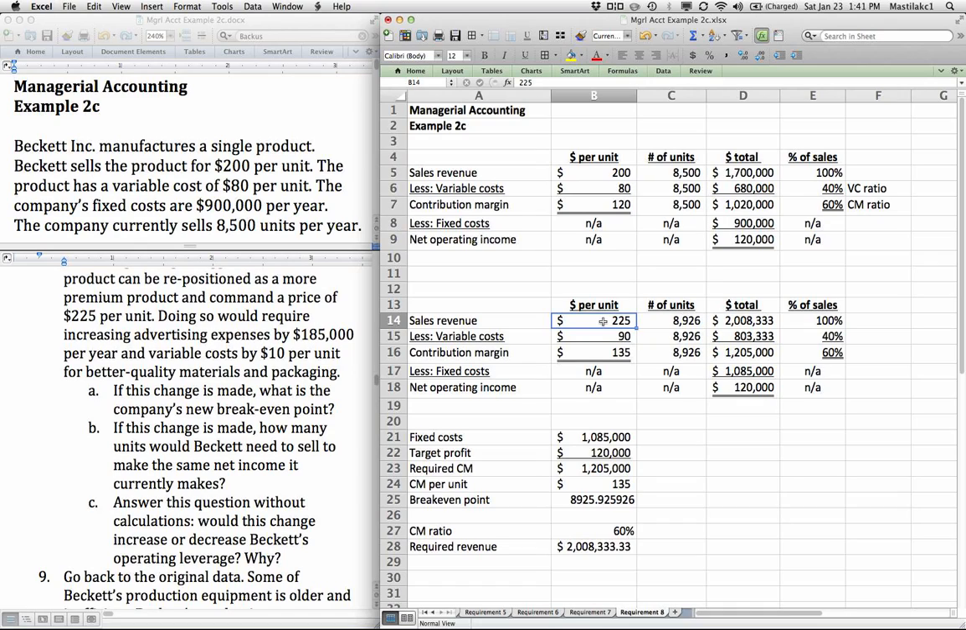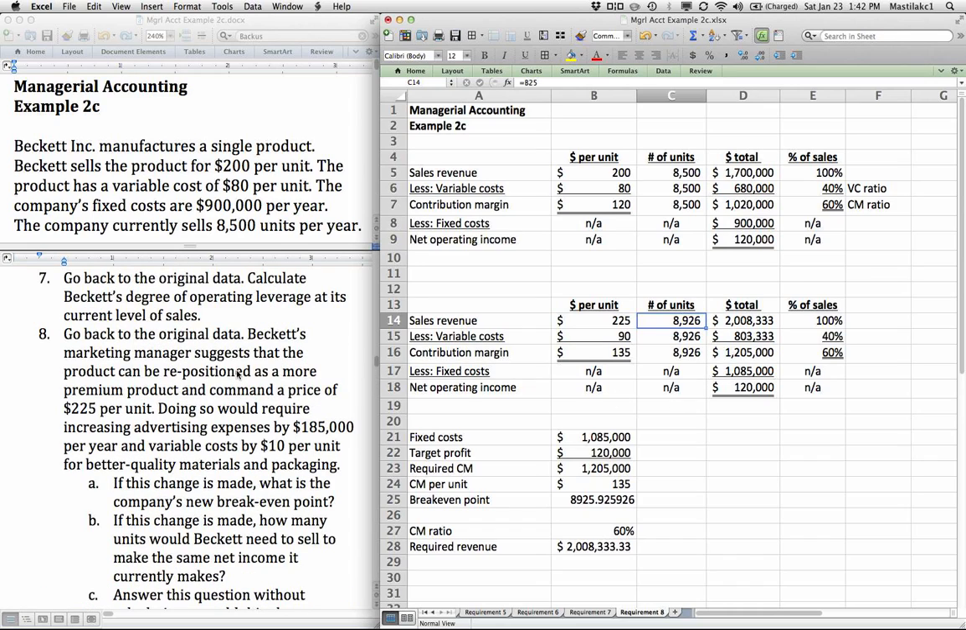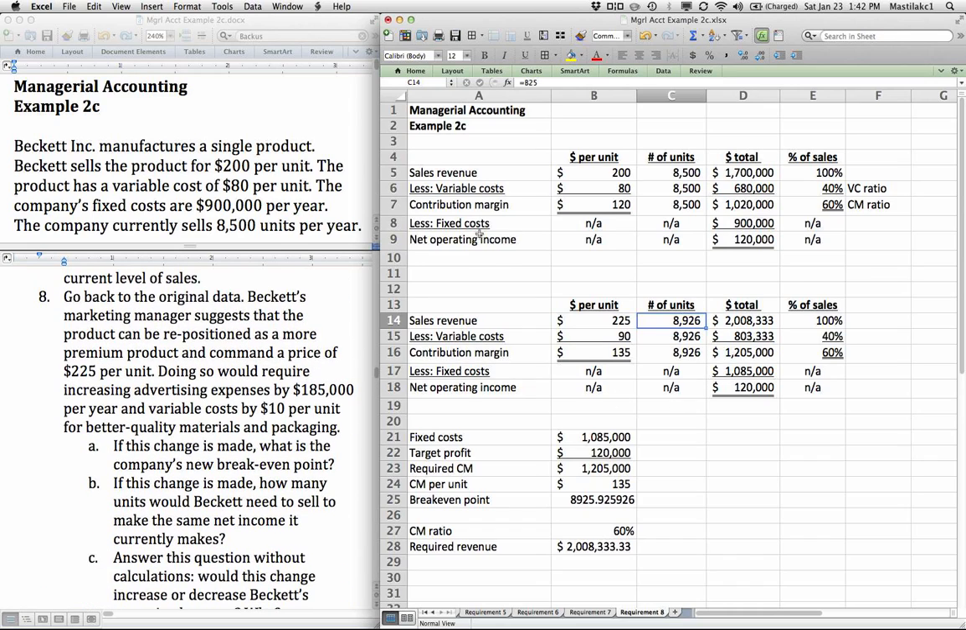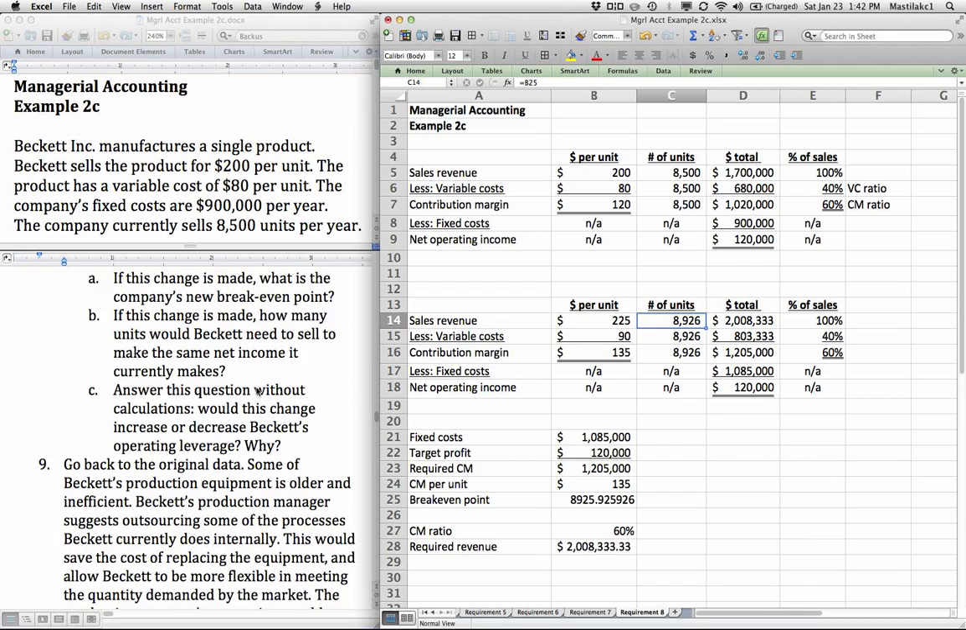Whether that can be done is beyond the scope of this course, and of course would depend on the particulars of the product and its market and the marketing efforts that were done. But this is the kind of quantitative decision we'd have to undertake before we can make a judgment about whether the marketing efforts have a chance of being successful. So that is requirement 8, making changes to our selling price, variable cost, and fixed cost, and doing additional CVP analysis.